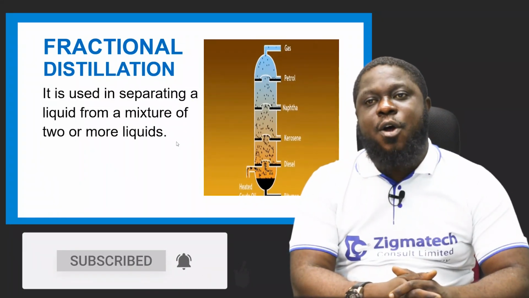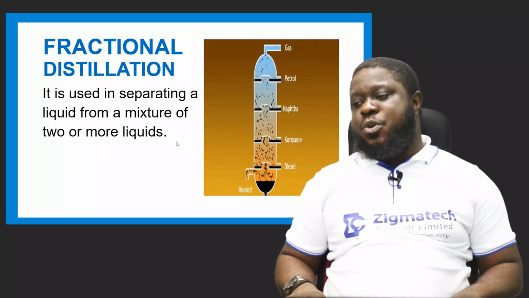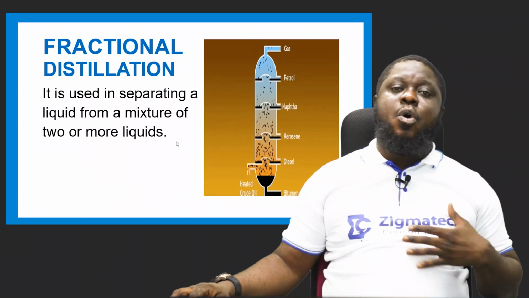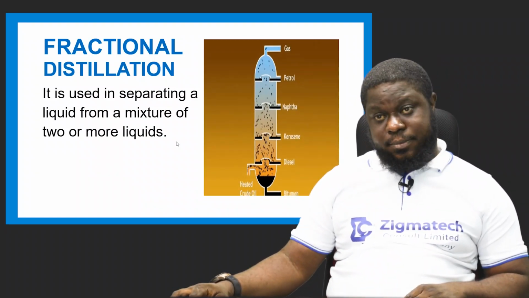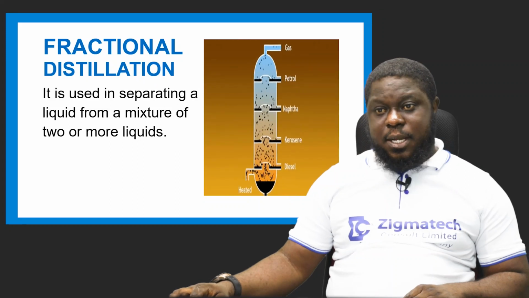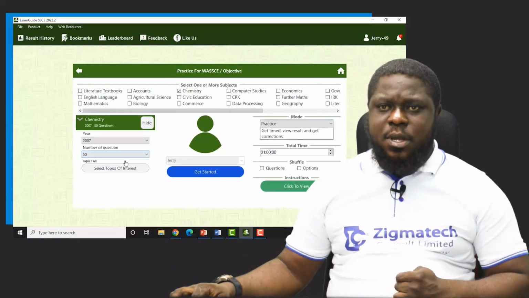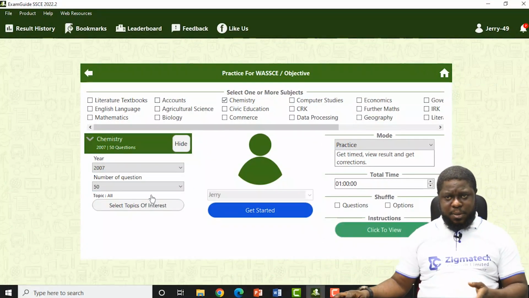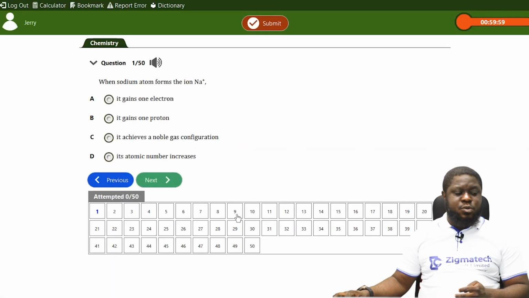So we have come to the end of this lesson. But before we leave, like I always say, we'll use the ExamGuide to quantify what we have learned today. Now, let's go to the ExamGuide. We are here in the ExamGuide now. The subject, as you know, is chemistry. Now, let's go to 2007 and see what it has for us.